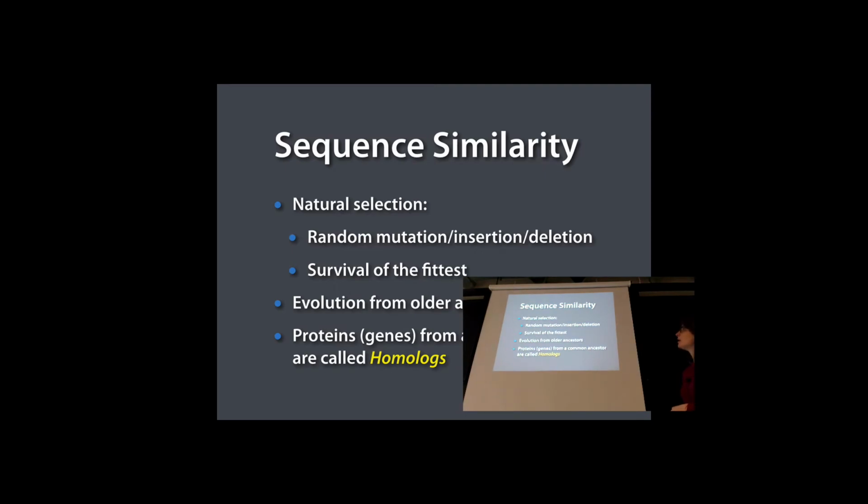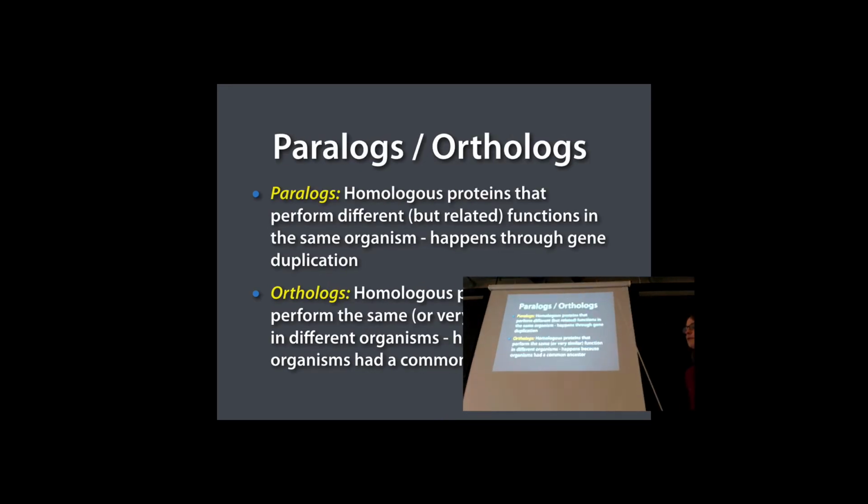Okay, so I already described natural selection. Apparently this is clear for everyone, so you realize that random mutations, insertions, or deletions happen, and that they are transmitted to the offspring only if they are beneficial for the cell, typically the bacteria, but also for the cell. Meaning that any organism evolves from older ancestors, and the proteins that come from a common ancestor are called homologs. There are two different types of homologs, and this is vocabulary that you might hear or read if you read papers on bioinformatics.